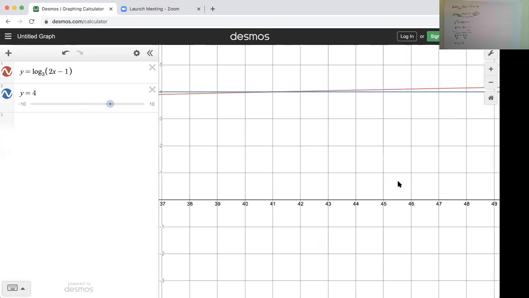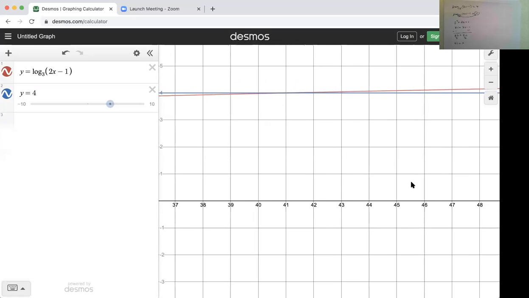Do they crisscross at 41? It kind of looks that way. We don't have a whole lot of resolution here, but sure enough, 41, 4. I can highlight that point to see that that's where it is. So that's one way to sort of do it.